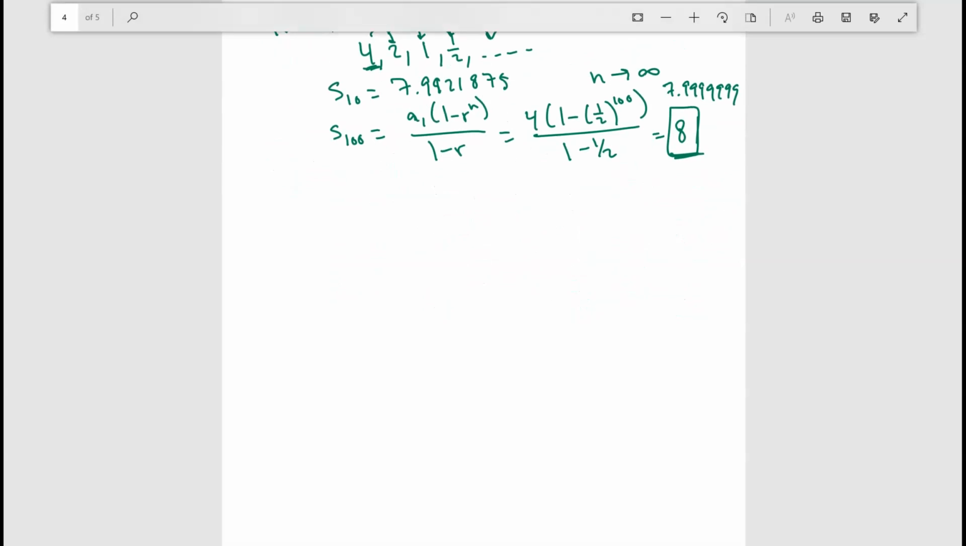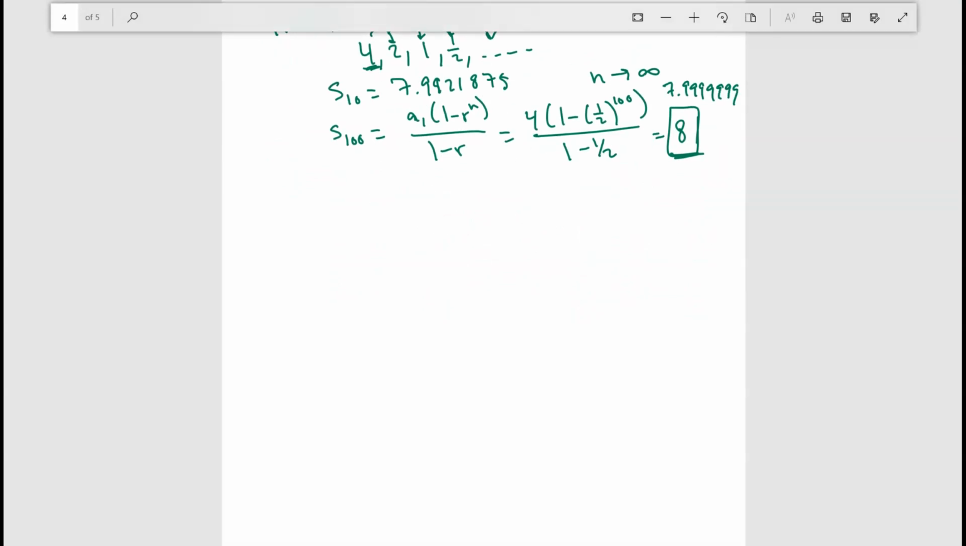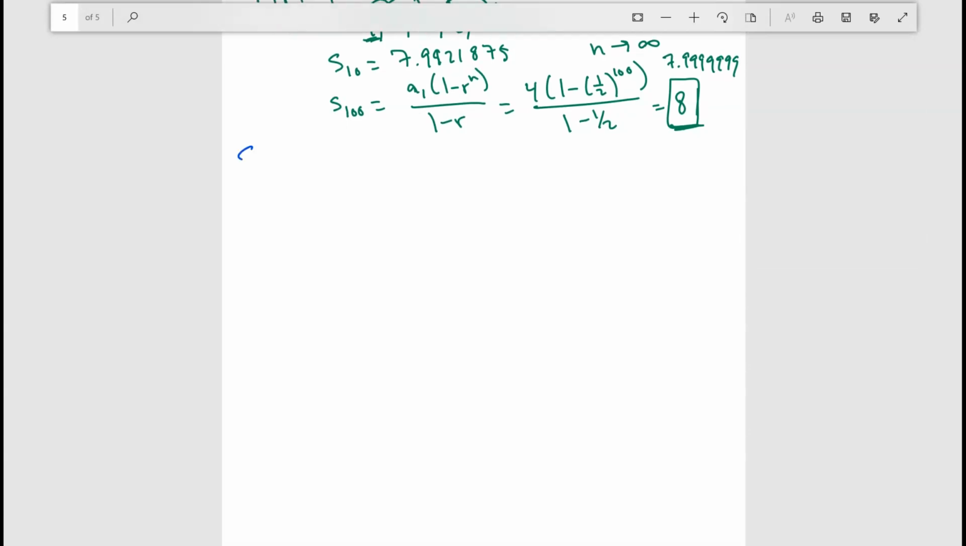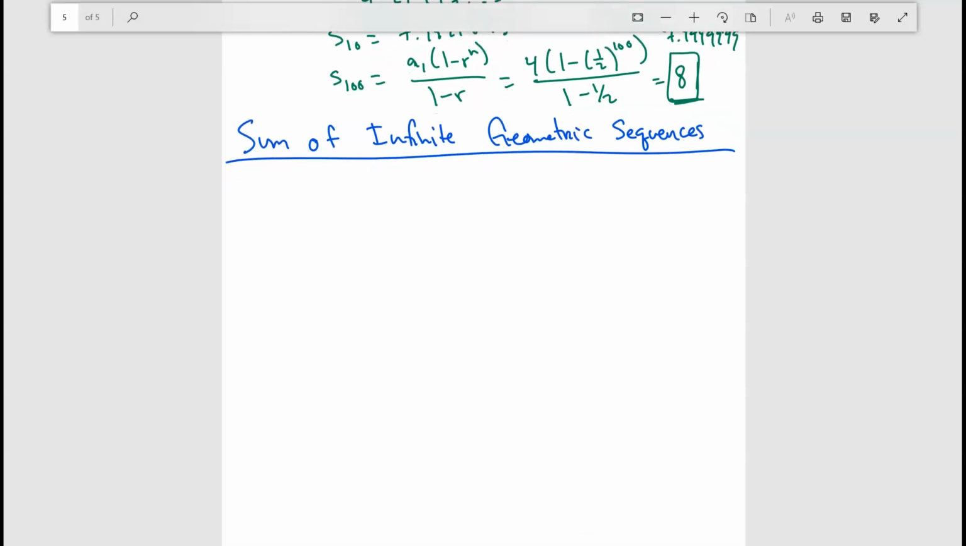Let me give you the two cases. This is what we call infinite series. Here we're looking at infinite geometric sequences. We're looking for the sum of infinite geometric sequences. Basically, what would happen if I add an infinite number of numbers?